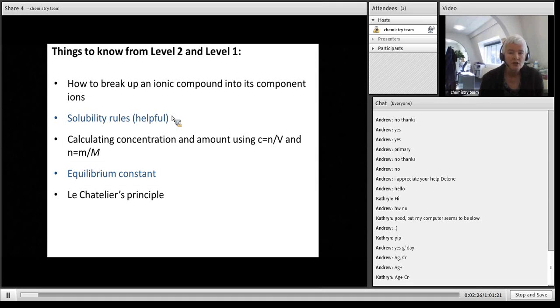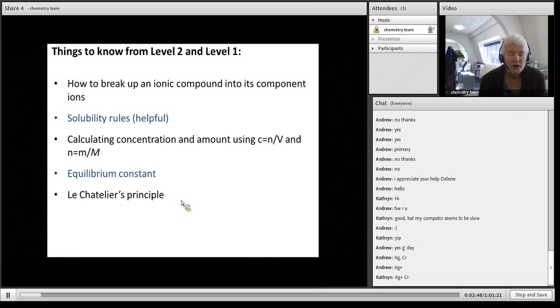Then don't forget your c = n/V concentration formula and your mass and molar mass formula. They're really useful, so we'll look at that. And then you should remember also your equilibrium constant and Le Chatelier's principle from last year. We'll go over it all again though.